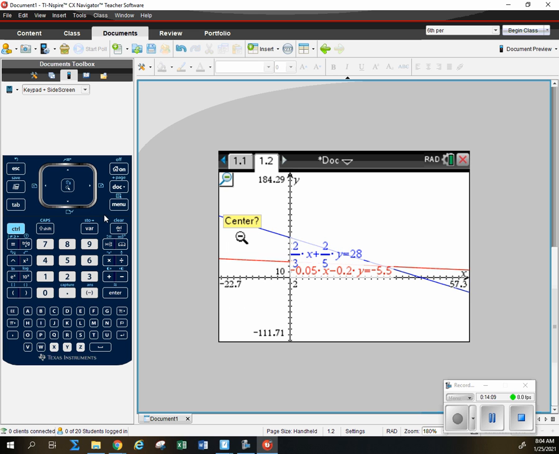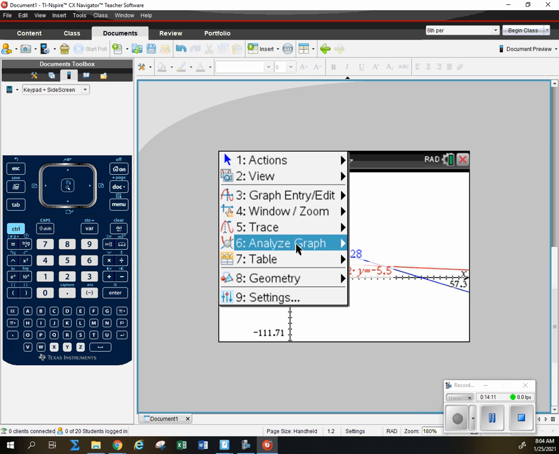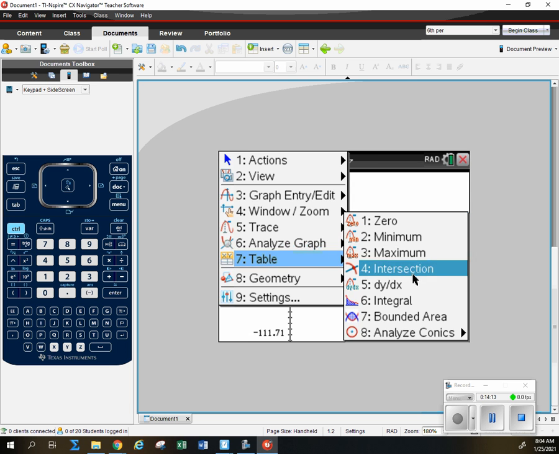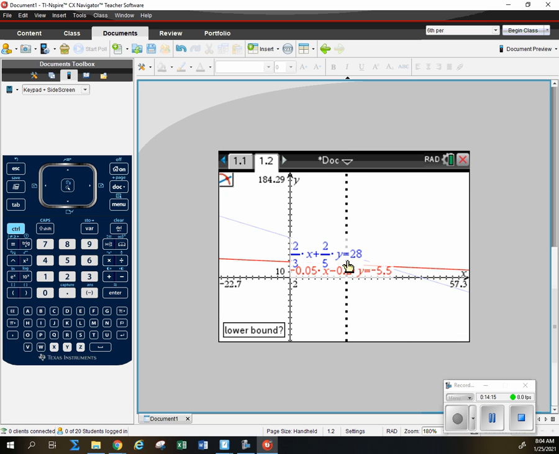And now it's just like you did before. Menu, analyze graph. We want the intersection. Go to the left and the right of the point, and it tells us the coordinates. I can't read them real well, so I grab them and move them: 30, 20 for that intersection. Does that make sense to everybody?